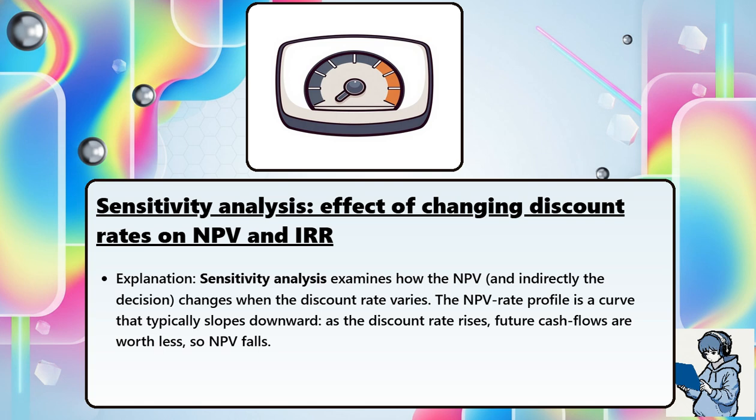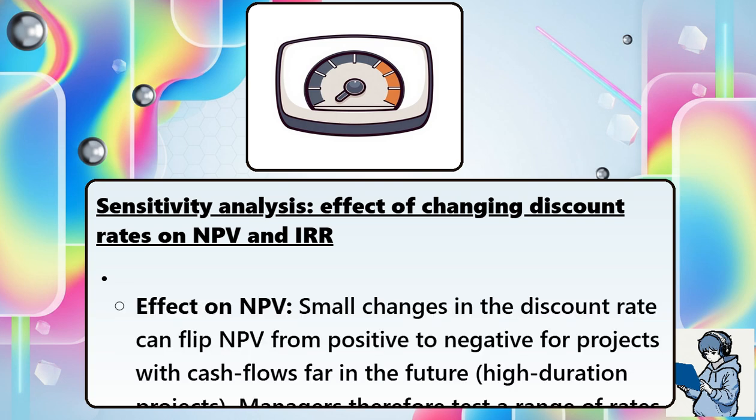Explanation: sensitivity analysis examines how the NPV and, indirectly, the decision changes when the discount rate varies. The NPV rate profile is a curve that typically slopes downward. As the discount rate rises, future cash flows are worth less, so NPV falls. Effect on NPV: small changes in the discount rate can flip NPV from positive to negative for projects with cash flows far in the future, high-duration projects. Managers therefore test a range of rates, for example 8% to 12%, to see how robust the decision is.